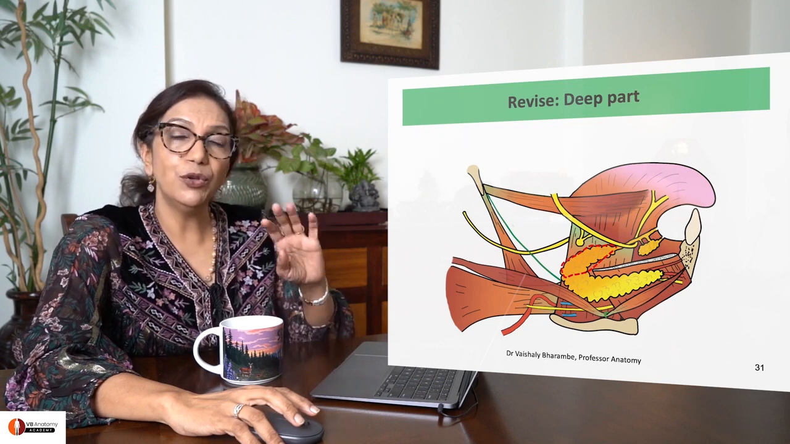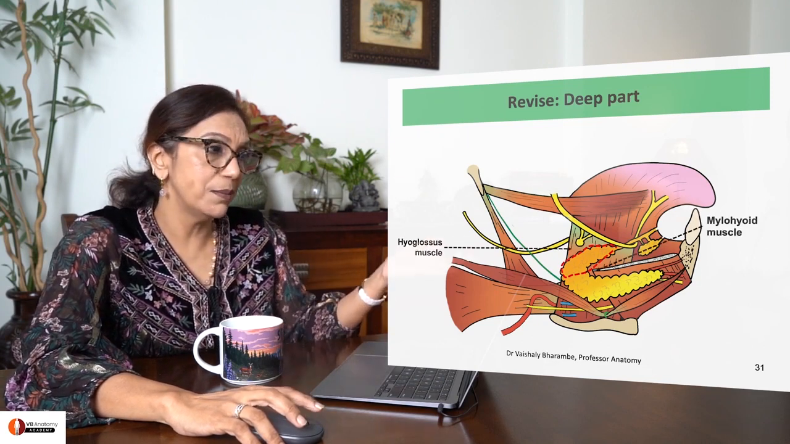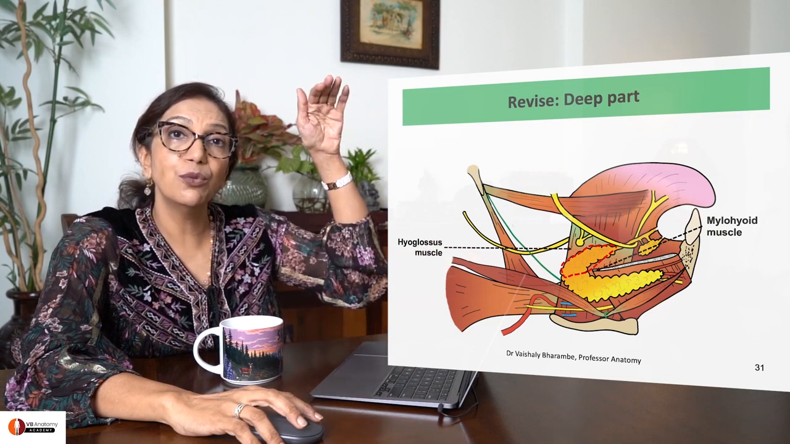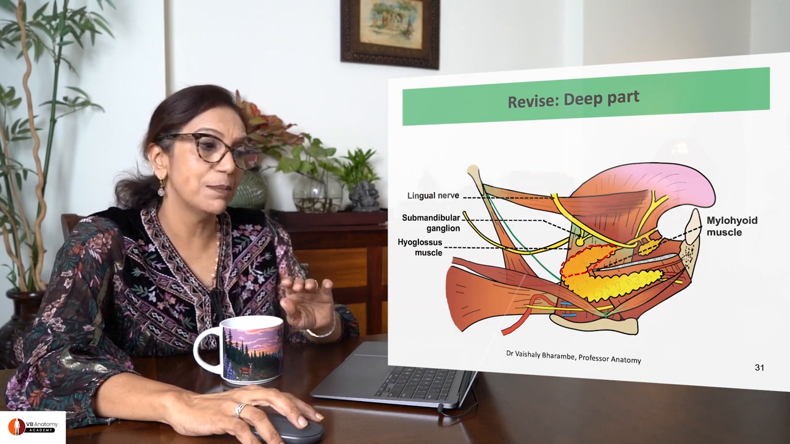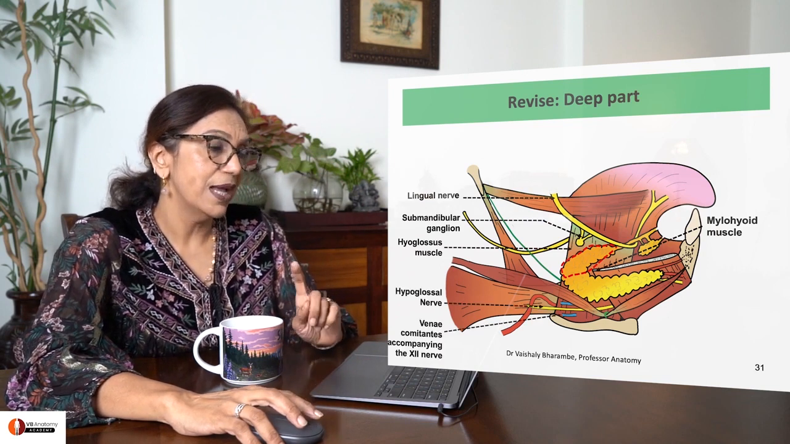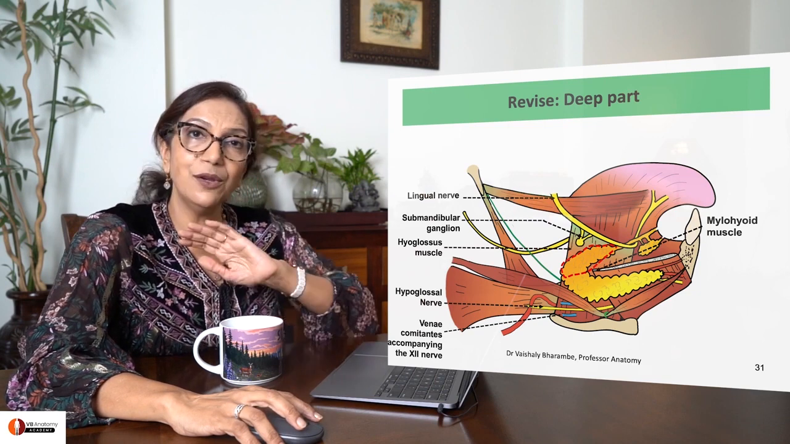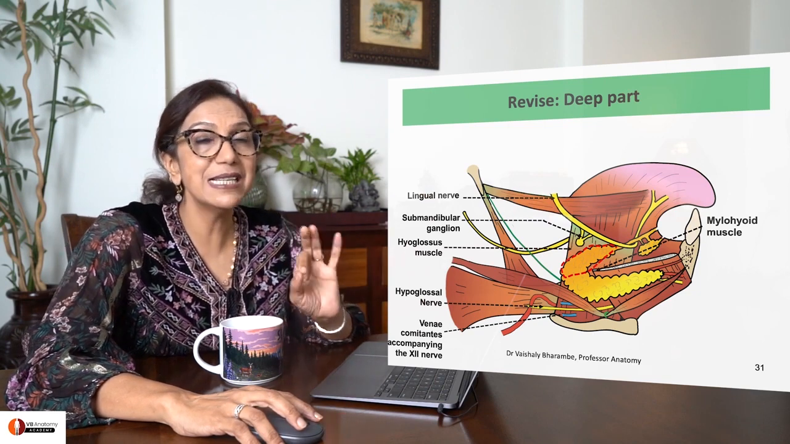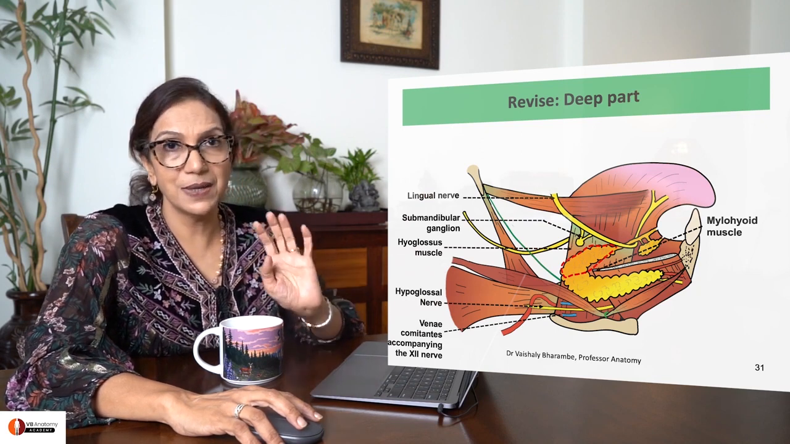Right. Then we talked about the deep part, which was bound laterally by mylohyoid, medially by hypoglossal, superiorly by lingual nerve and submandibular ganglion, inferiorly by hypoglossal nerve, accompanied by venae comitantes. Okay, so that kind of completes the basic anatomy of submandibular gland, its superficial part as well as deep part.